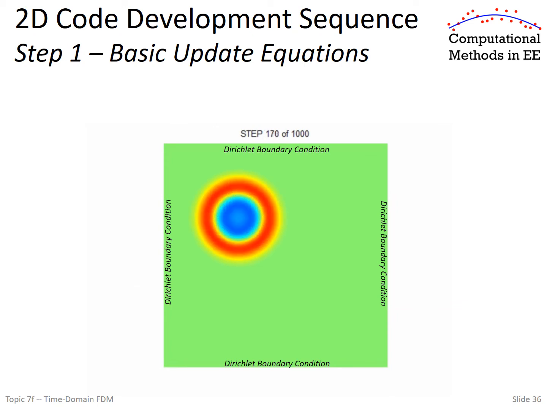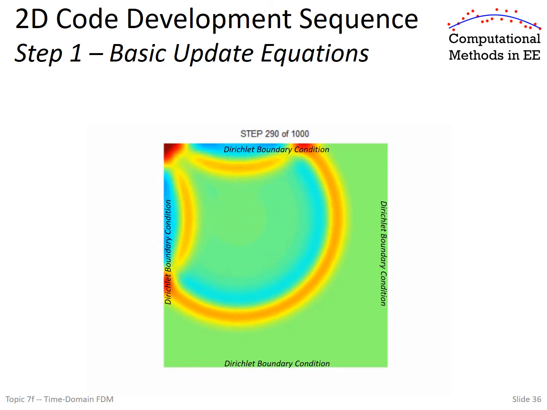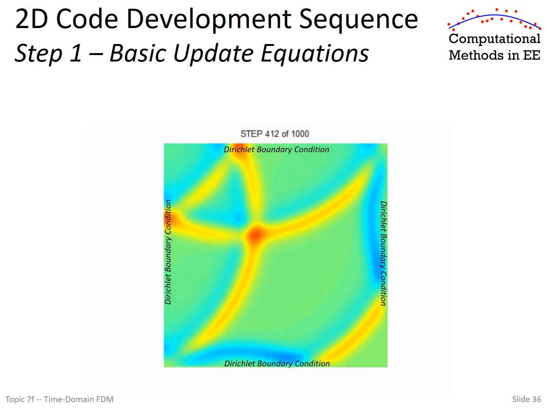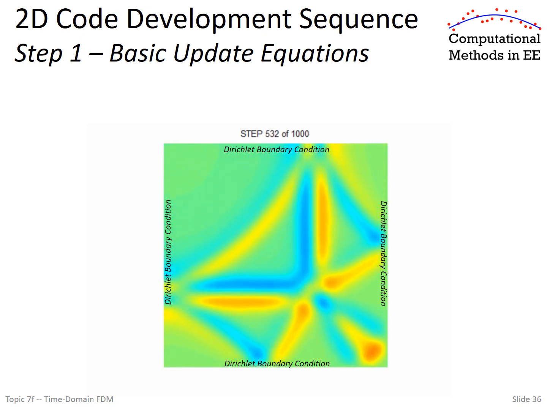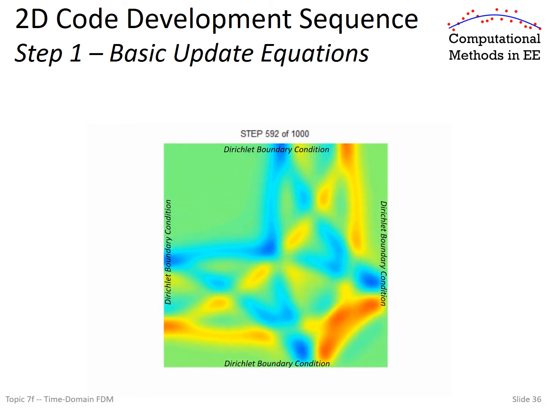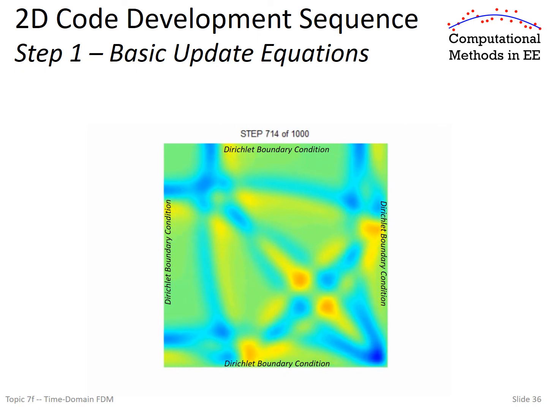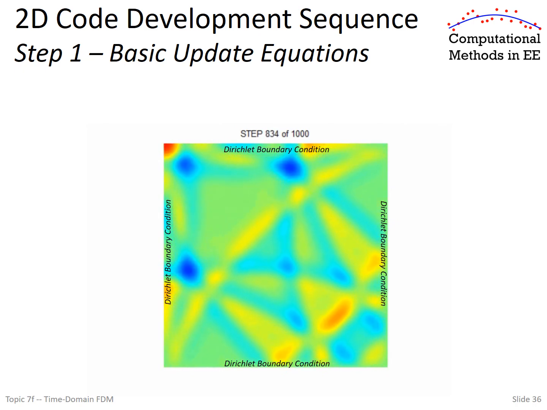Now to develop a two-dimensional finite difference time domain, we go through a similar set of steps. Now, I'm not showing the first step here where I would have a student just implement the update equations where nothing's happening. That's kind of boring, but that is definitely a first step. Here, what we're doing is a simple soft source on a two-dimensional grid, and we're using simple Dirichlet boundary conditions.